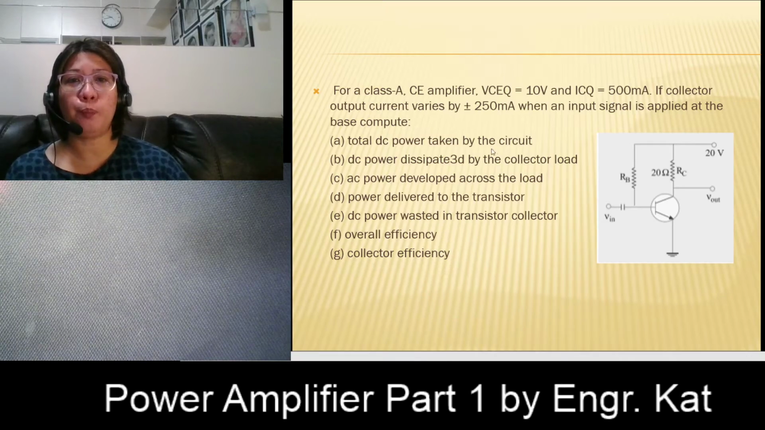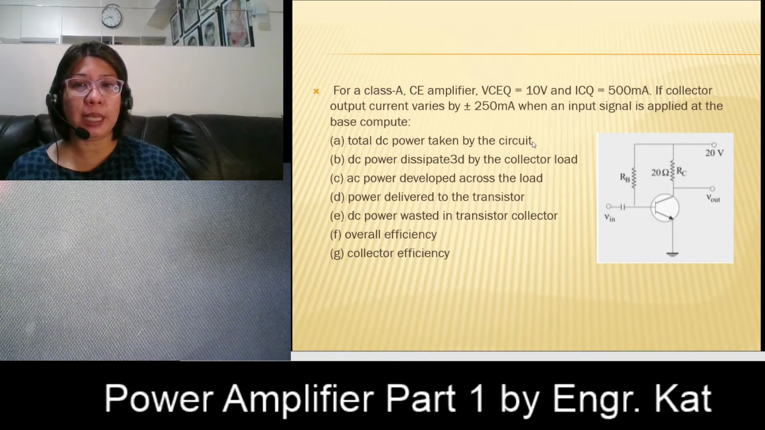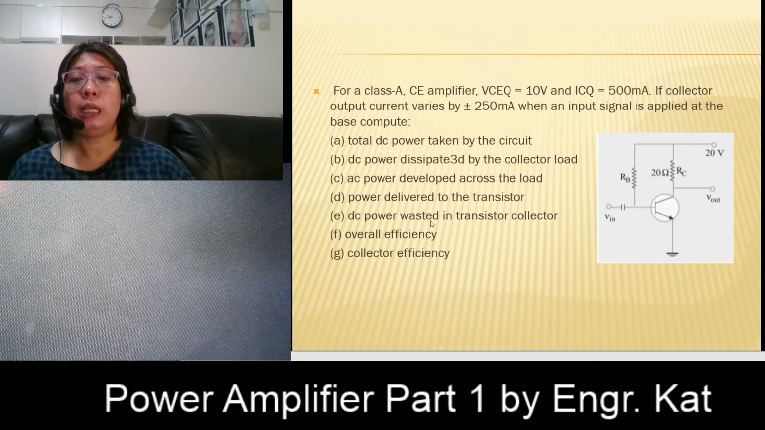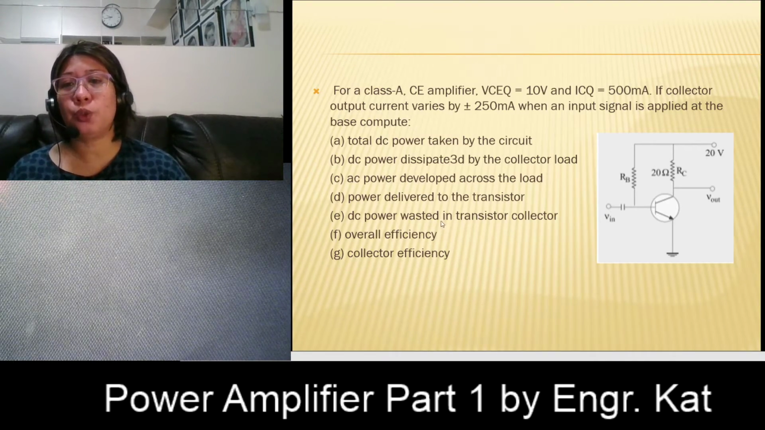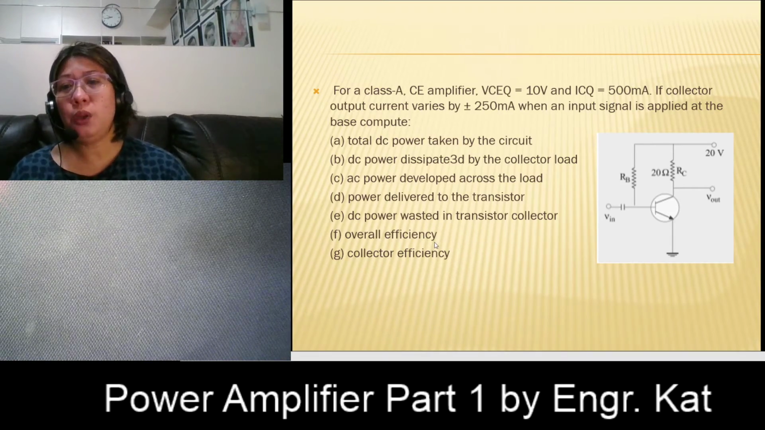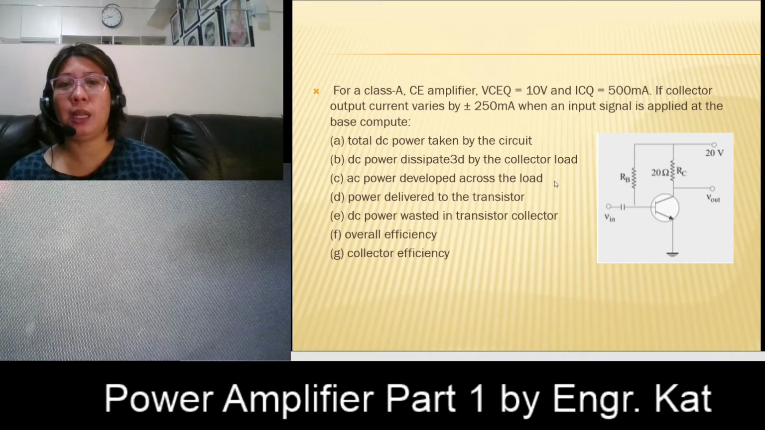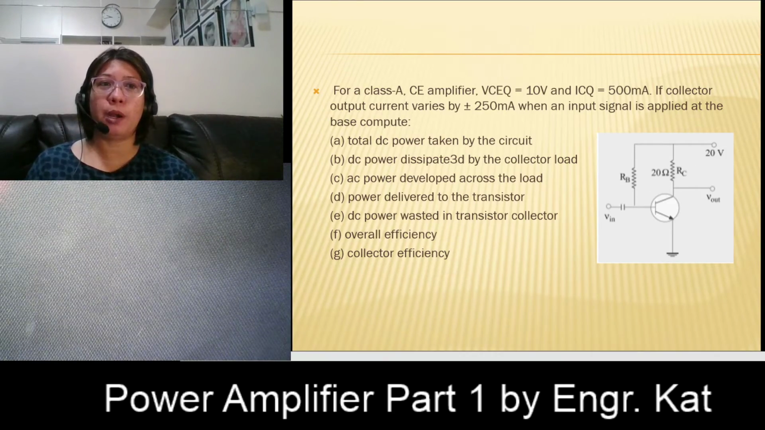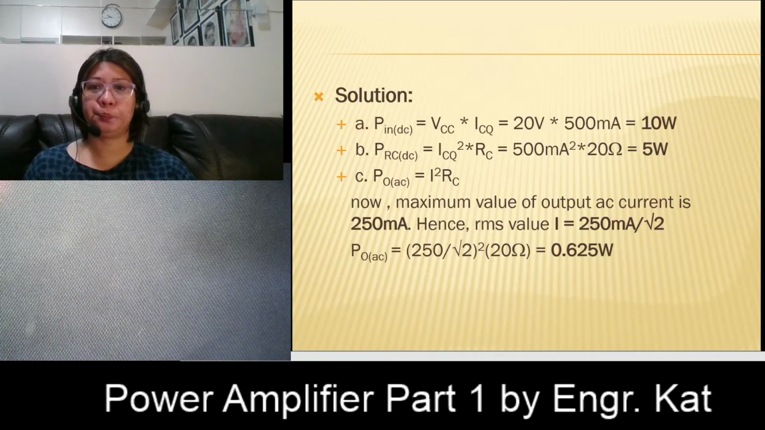So we have to compute for the following: the total DC power taken by the circuit, the DC power dissipated by the collector load, the AC power developed across the load, the power delivered to the transistor, the DC power wasted in the transistor collector, the overall efficiency, and the collector efficiency. So usually these are the important things that are asked in power amplifier problems.